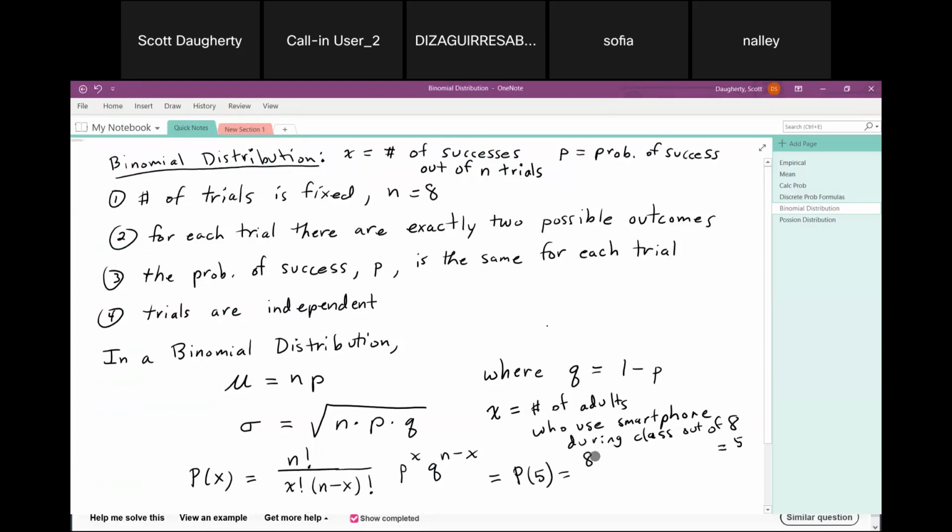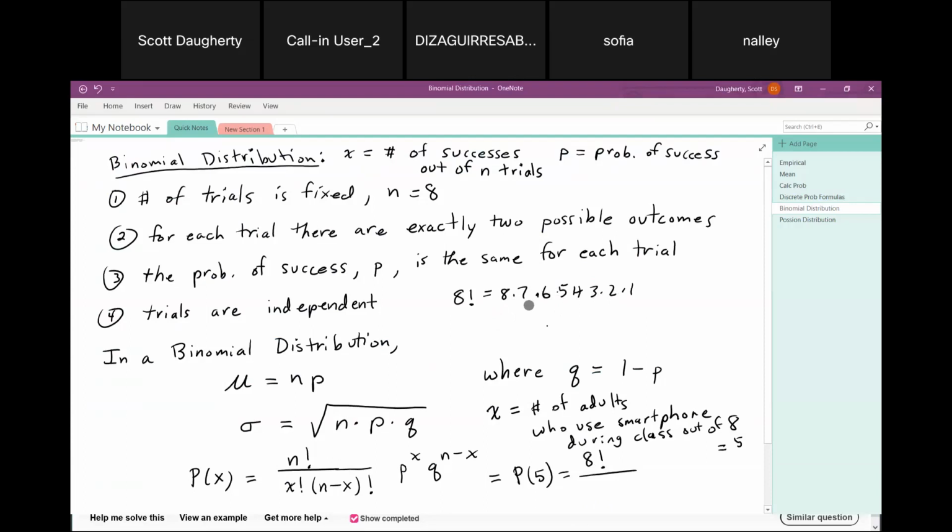And so it's going to be 8 factorial. Now, you may not have seen factorial. This is like an exclamation point. If you've never seen this before, it just means 8 times 7 times 6 times 5 times 4 times 3 times 2 times 1. It's just a short way of writing 8 times 7 times 6 times 5 times 4 times 3 times 2 times 1, whatever that number is.